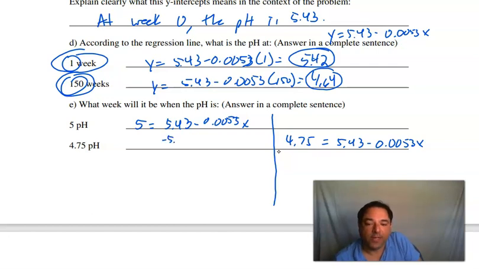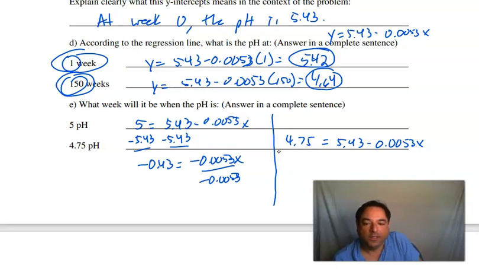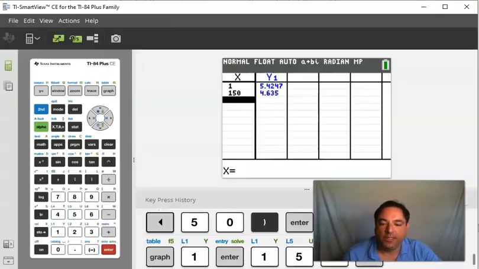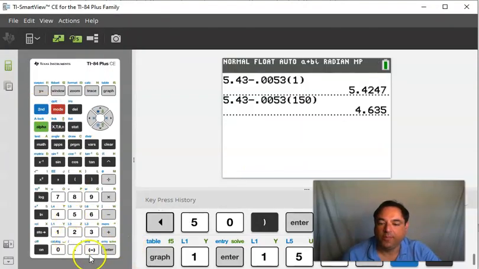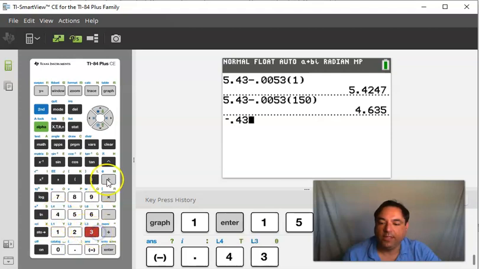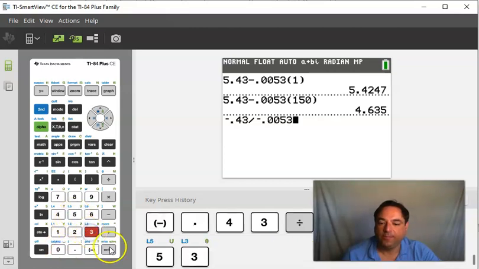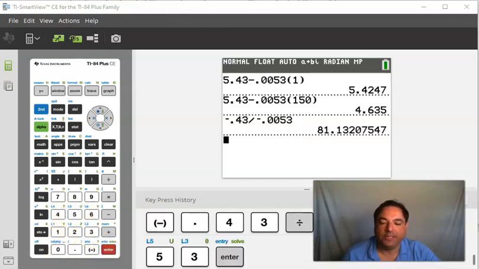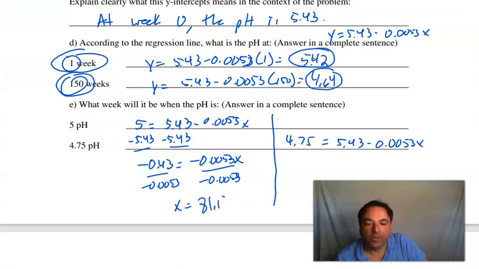So for the first one, we're going to subtract 5.43, subtract 5.43. We get negative 0.43 equals negative 0.0053x. Divide by negative 0.0053. We get x equals, we'll put that in the calculator, second mode, negative 0.43 divided by negative 0.0053, and that gives you 81.13. So that would be a prediction of 81.13 for the pH to be 5.